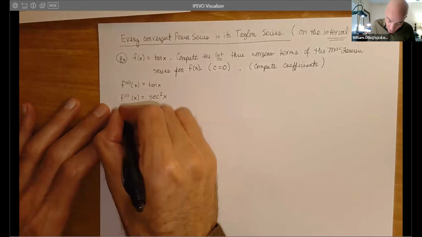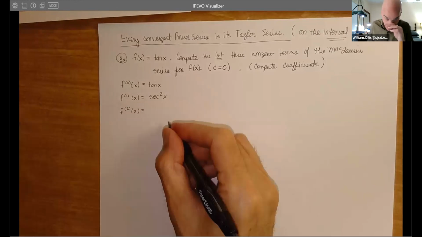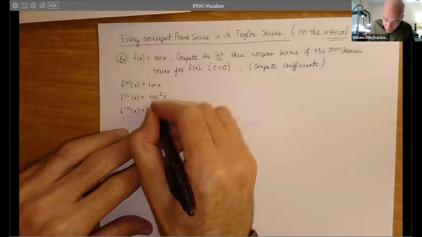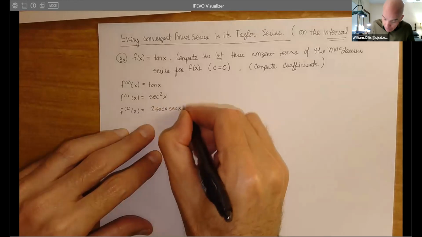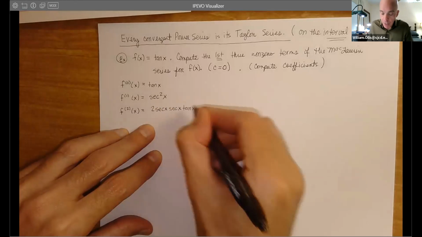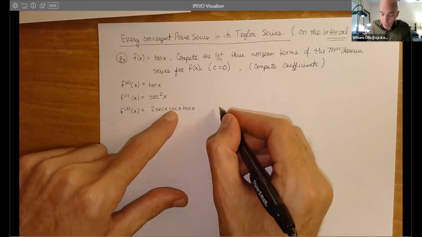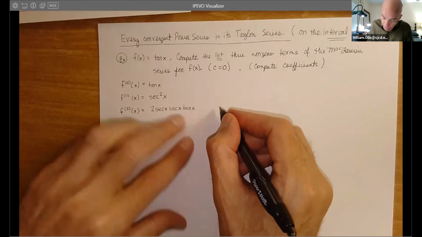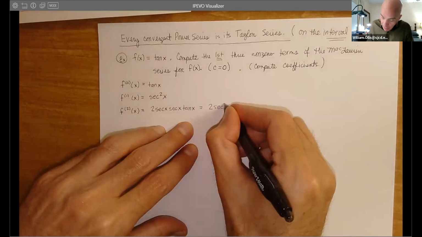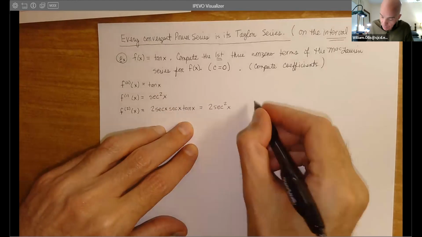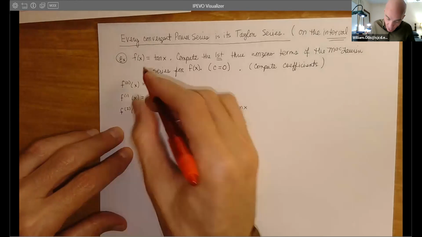So the second derivative, again, we'll just use the chain rule. The derivative of the secant is secant tangent, so we get 2 times secant to the first power times the derivative of the inner function, which is secant tangent. So we'll clean that up a little bit. So we get 2 secant squared tangent. As we move through these, I'm just going to put boxes around them.